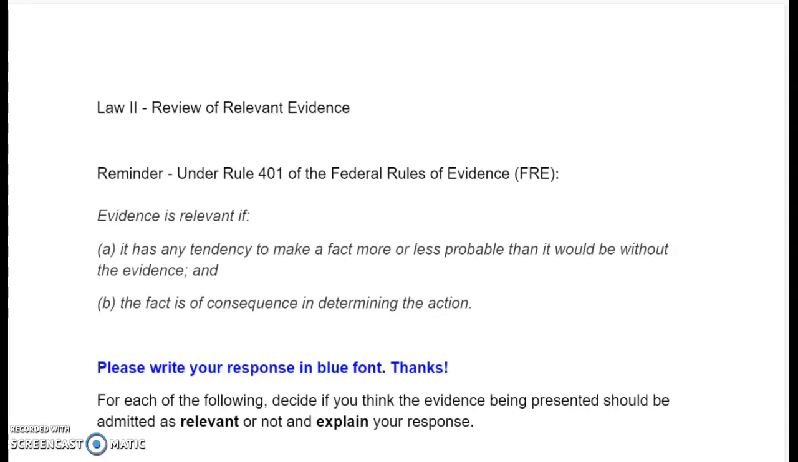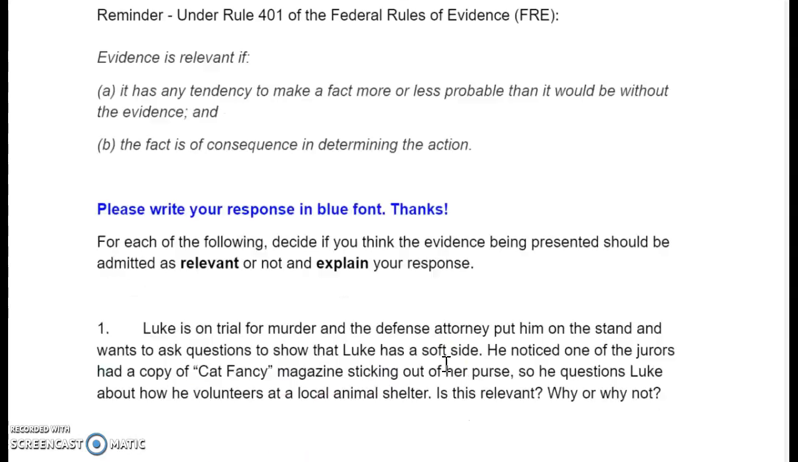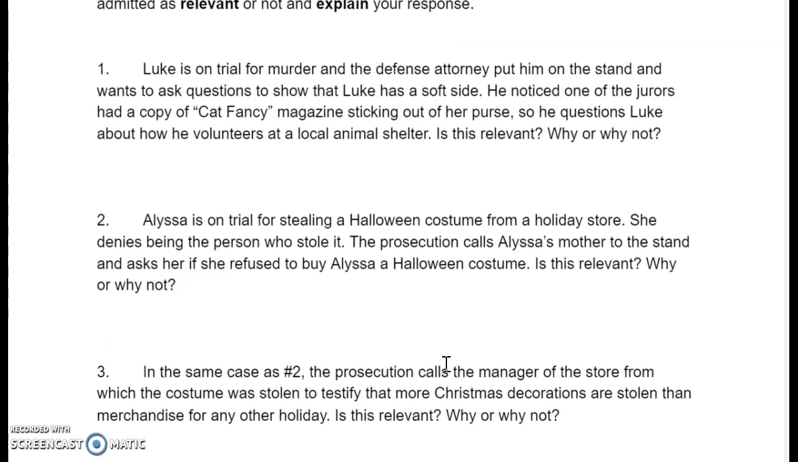So what I want to do here today is go through these and make sure that you guys got them all correct. And if you didn't, hopefully my explanation will show you why you may have missed one. Okay, so let's look at the first one, guys.